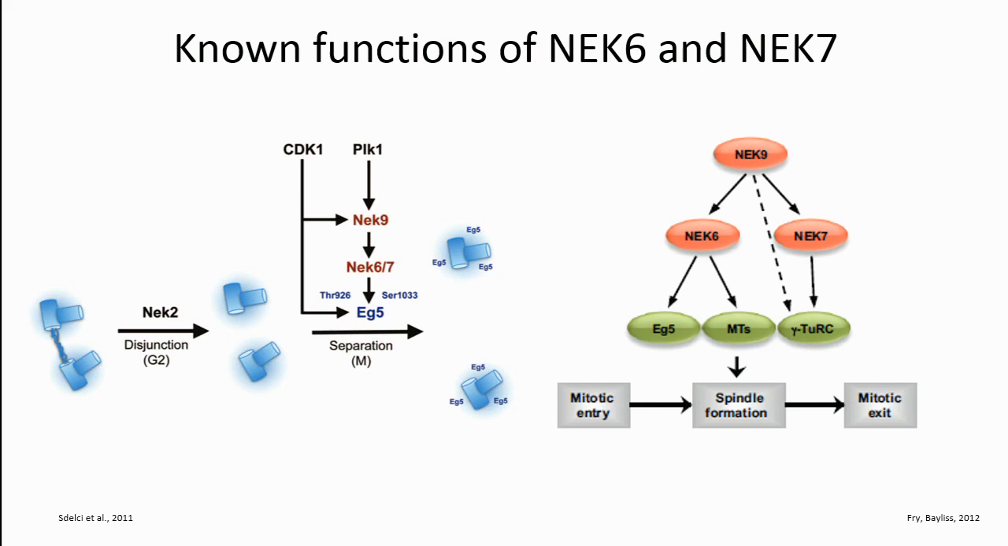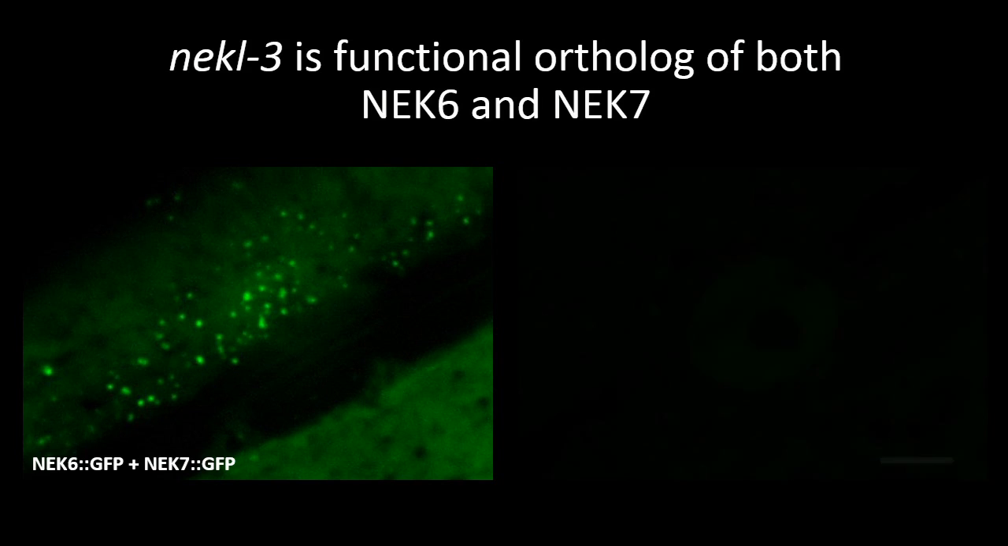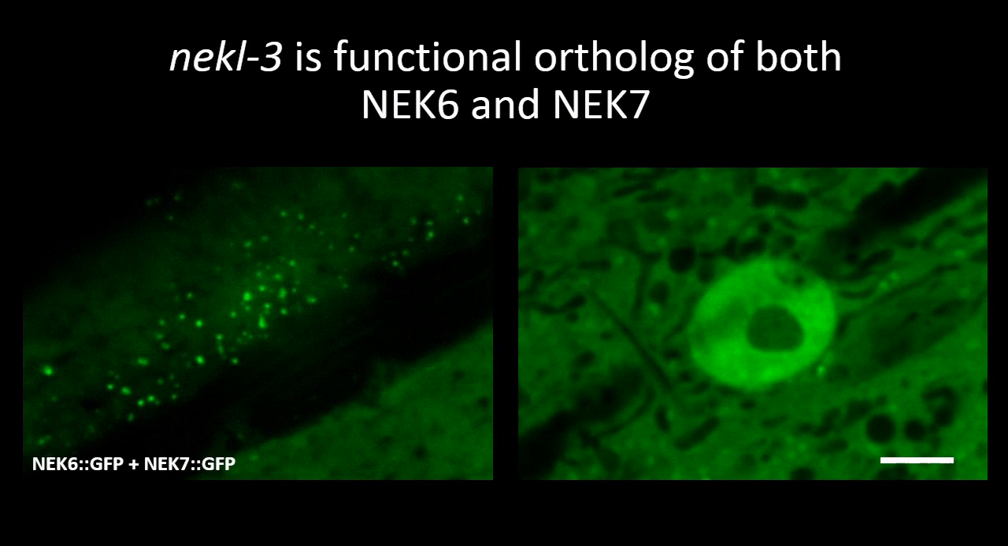We don't see any of these functions in C. elegans. First of all, it's expressed only in hyp7. Second, we don't need it in early development, only in larvae. So we thought, are these even conserved? But they are. I succeeded in rescuing my NEKL3 mutants with human cDNA of NEK6 and NEK7. As you can see here, they're also expressed in hyp7, forming some puncta, but they're also expressed in the nuclei of hyp7, which is not the case with NEKL3. So we think there is an additional function that was overlooked in other systems.